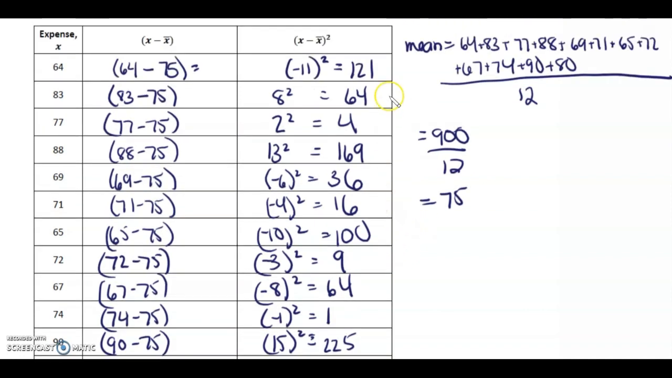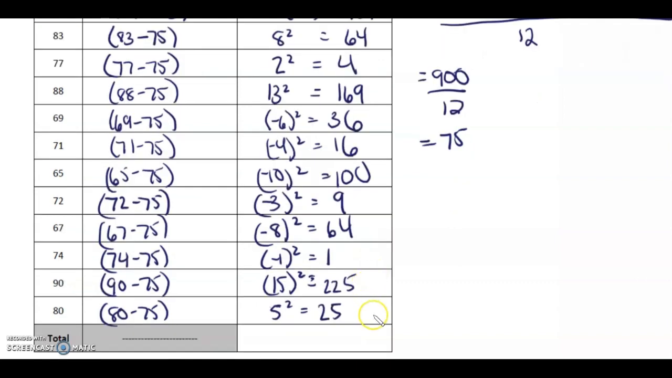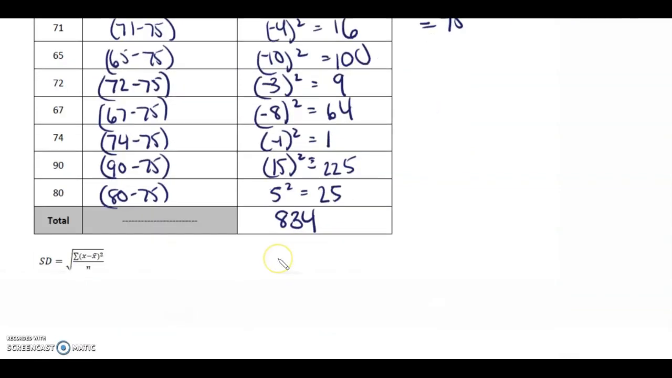Okay, so what we want to do is add up all these numbers in this column. 121 plus 64 plus 4 plus 169 plus 36 plus 16 plus 100 plus 9 plus 64 plus 1 plus 225 plus 25. And I believe we get 834. So once we've completed this entire chart and we get this number, this is the number that we put in for the sum of x minus x bar squared.